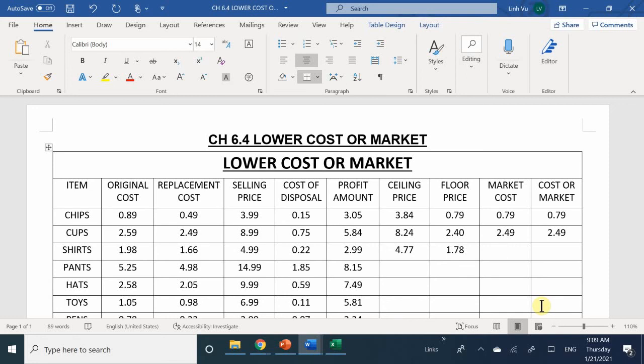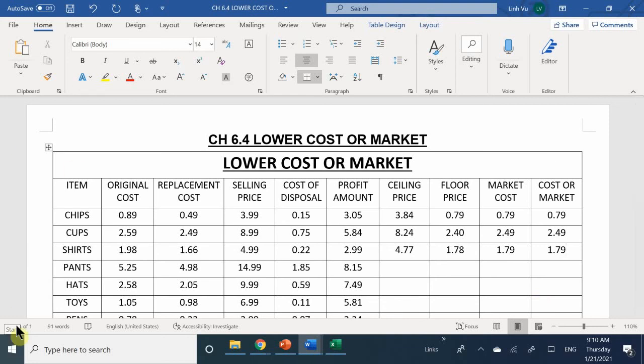Then which one is going to be my market price? $1.78. Yes, in this case, my floor is actually more than my replacement cost, so 178 is going to be my number here. Now, which one is lower, my original cost or my market? Market, yes. 178 is definitely lower than 199.